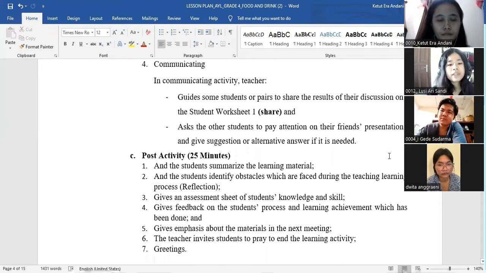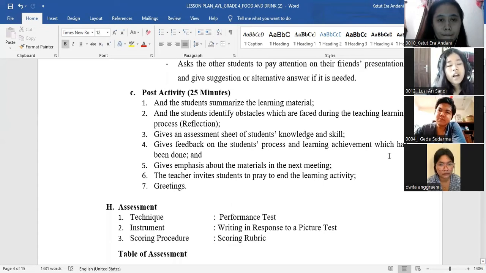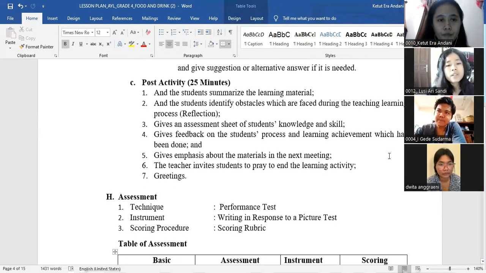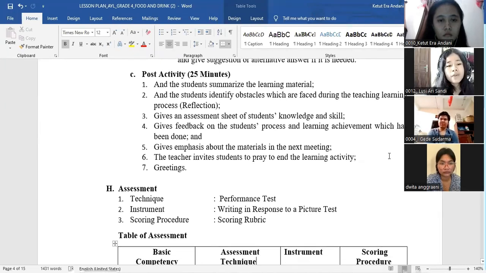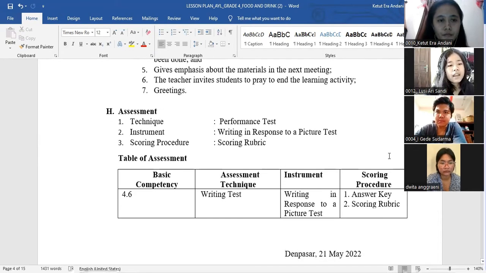C. Post activity, 25 minutes. Number 1, the students summarize the learning material. Number 2, the students identify obstacles which were faced during the teaching learning process, or reflection. Number 3, give an assessment sheet of student knowledge and skill. Number 4, give feedback on the student process and learning assignment which has been done. Number 5, give emphasis about the materials in the next meeting. Number 6, the teacher invites students to pray to end the learning activity. And number 7, greetings.